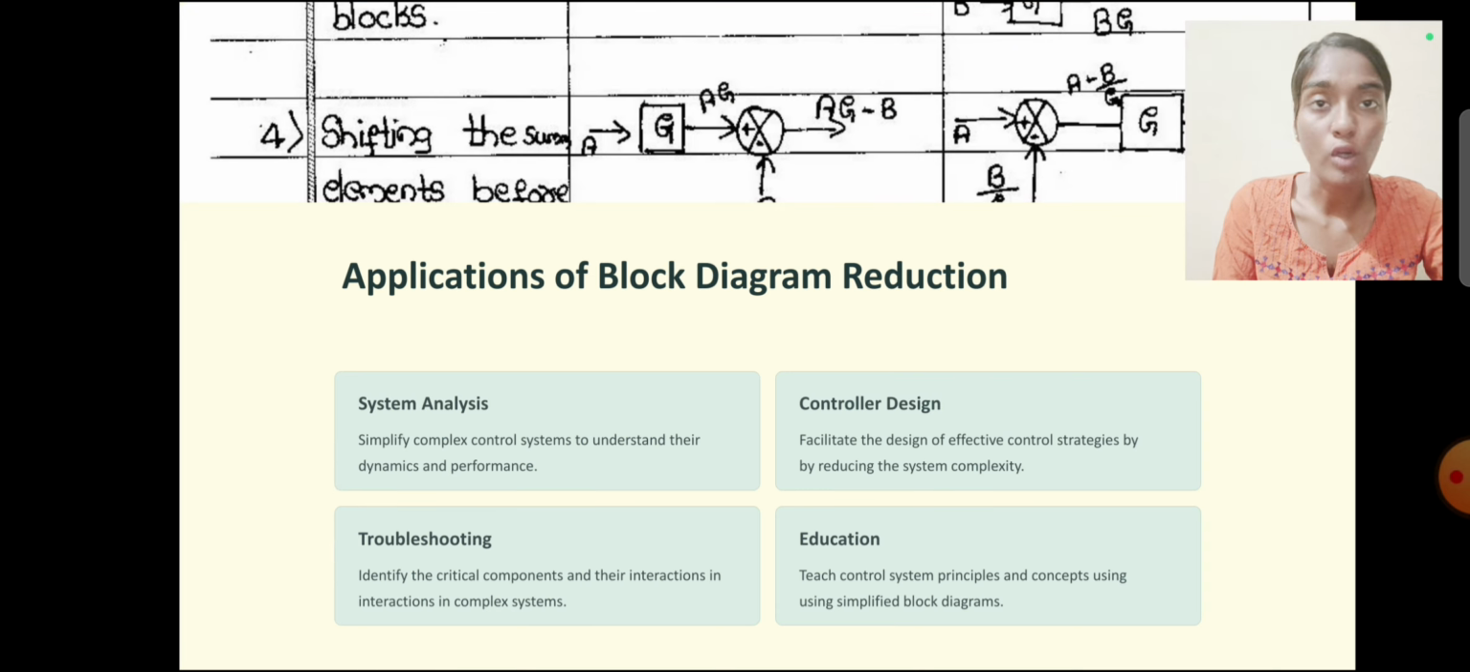Applications of block diagram reduction. System analysis: simplify complex systems to understand their dynamics and performance. Troubleshooting: identifying the critical components and their interactions in complex systems. Controller design: facilitate the design of effective control strategies by reducing the system complexity. Education: teach control system principles and concepts using simplified block diagrams.